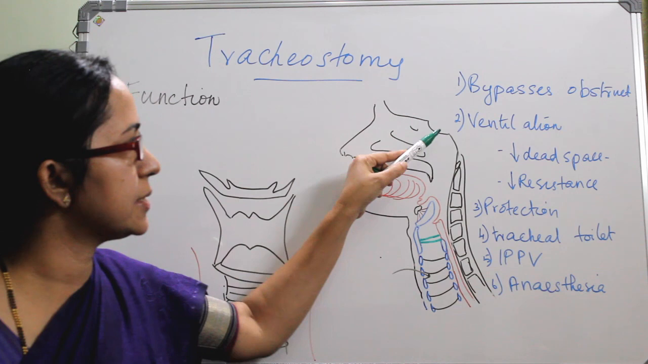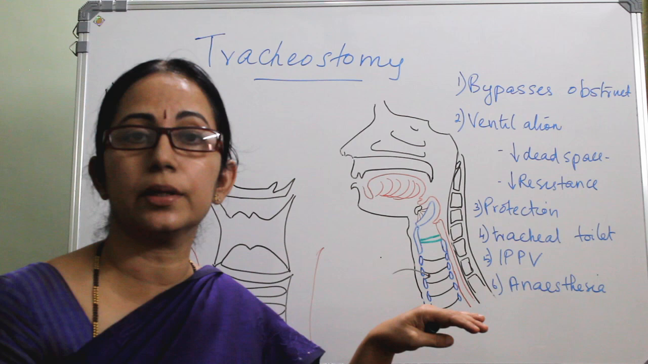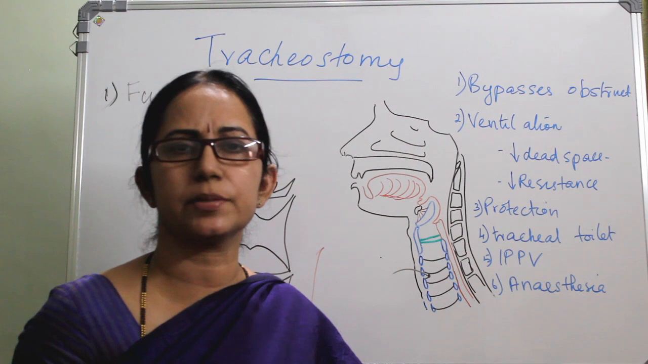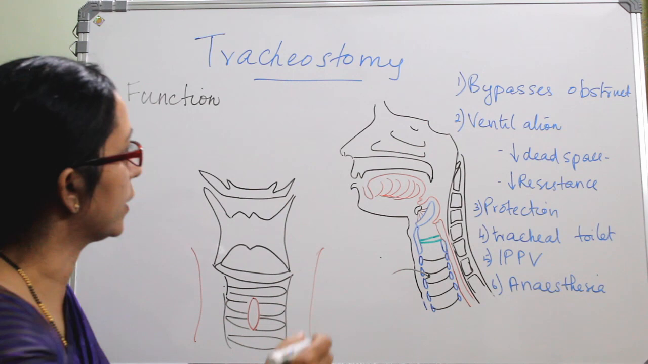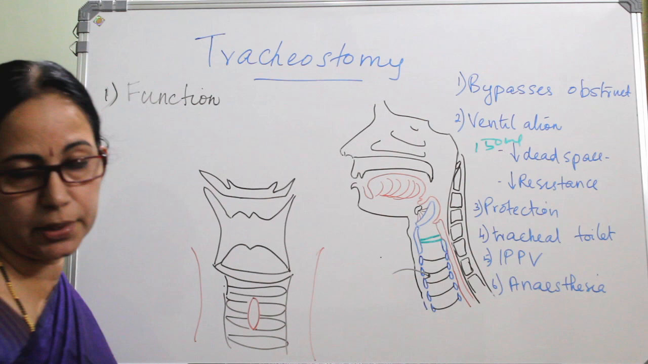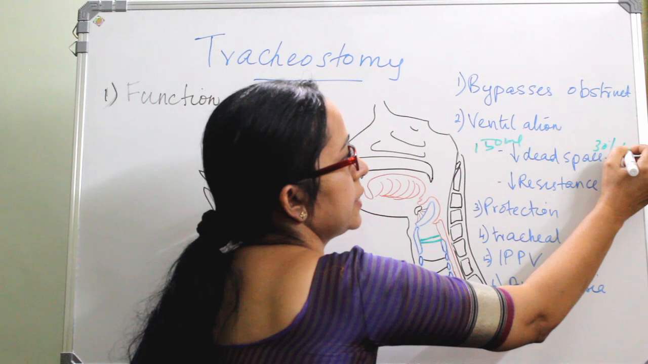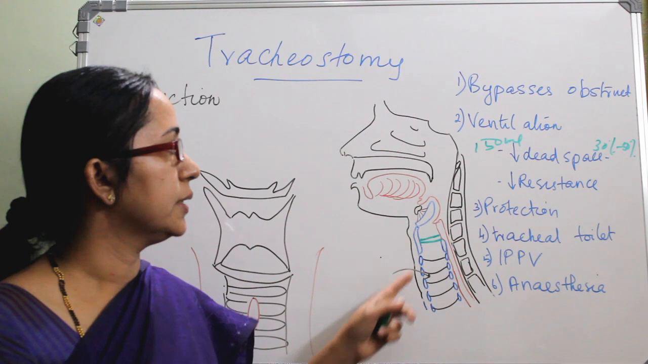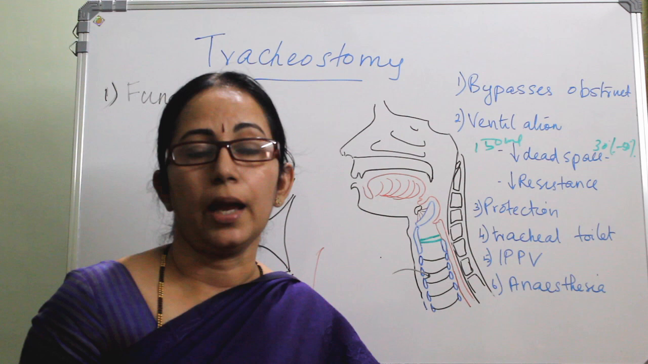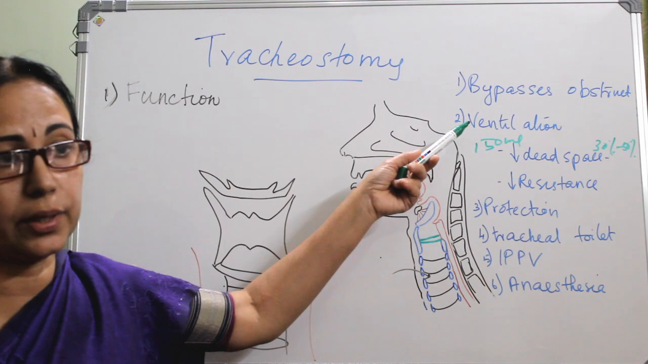Second, it will improve the alveolar ventilation. How will it improve the alveolar ventilation? One is by reduction of dead space. What is the normal dead space? The normal dead space is 150 ml, and a tracheostomy will reduce it by 30 to 50%. Then it will also reduce the alveolar resistance. By doing this, it will increase the alveolar ventilation.